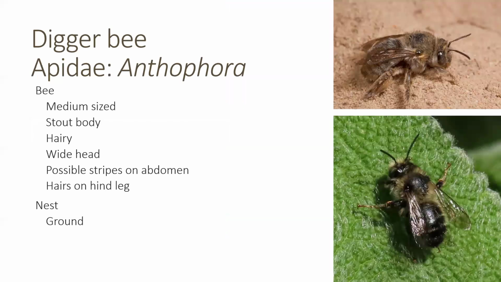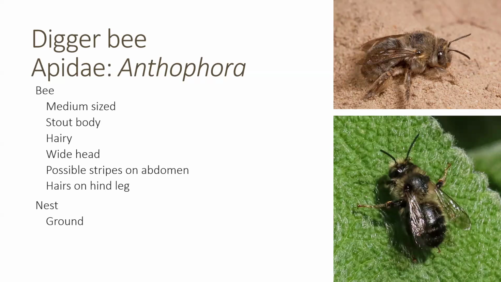Our digger bees, this is another one in the family Apidae, and this is in the genus Anthophora. These are going to be medium-sized bees. They have stout bodies, so they're kind of big and bulky, and they're going to be very, very hairy. These are going to have a very wide head. It's as wide as the thorax, as you can see in both of those pictures there.